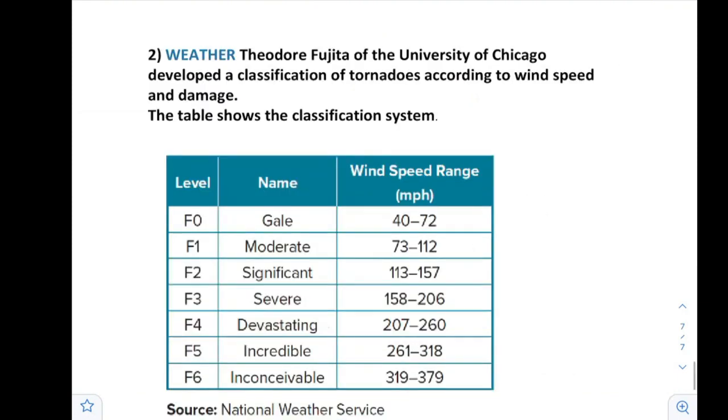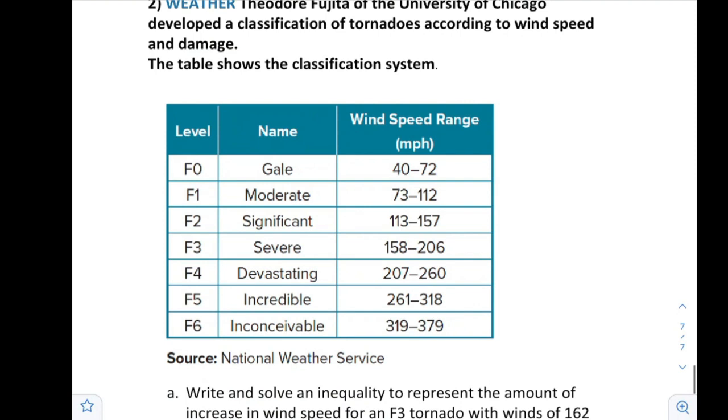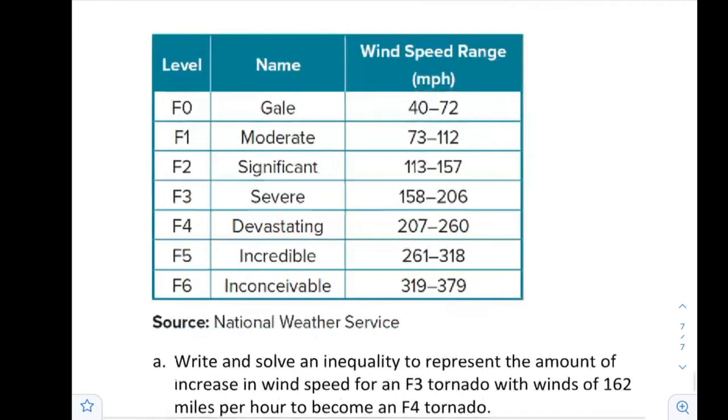Question number 2, related to weather. Theodore of the University of Chicago developed a classification of tornadoes according to wind speed and damage. The table shows the classification system, a classification of tornadoes according to their intensity and speed. So these are the names and here is the speed in miles per hour according to the name specified.